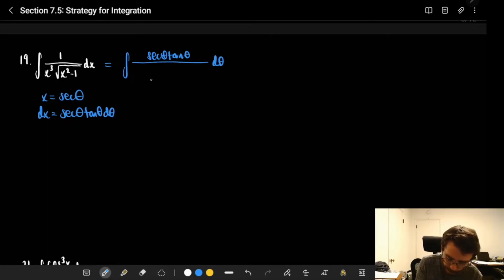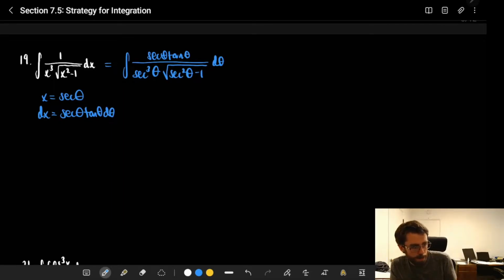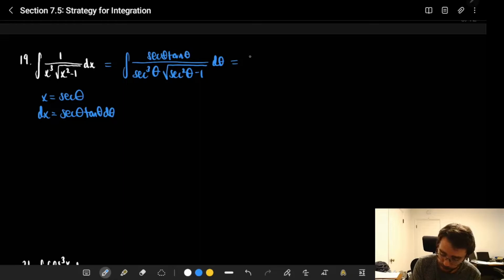x cubed becomes secant cubed. And then the square root becomes secant squared minus 1. Okay, remember your trig identities. Secant squared minus 1 should be tangent squared. Tangent squared under a square root is the absolute value of tangent, but just forget the absolute value. So this is pretty nice, right? Secant theta, tangent theta, I'll just keep that the same, over secant cubed theta. And like I said, square root of tangent squared, we're just going to call tangent.